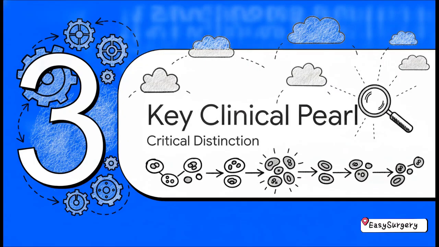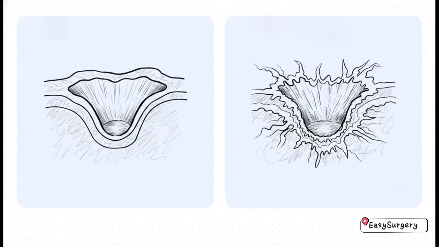All right, Section 3. This is our key clinical pearl, the critical distinction. Now, what's really interesting here, and honestly the most important distinction in this entire classification system, is the difference between type 2 and type 3. Look on the left, type 2. Yes, it's an ulcerated lesion, but check out those margins. They are well-defined and raised. Now look on the right at type 3, also an ulcerated lesion, but the margins are infiltrative and poorly defined.